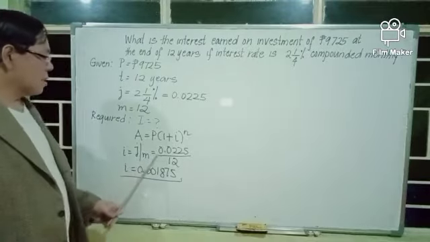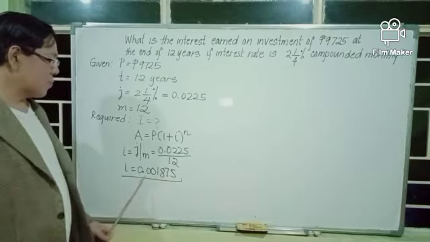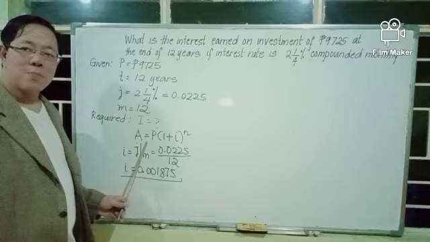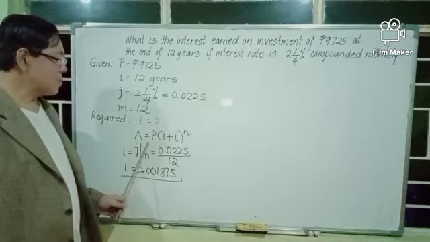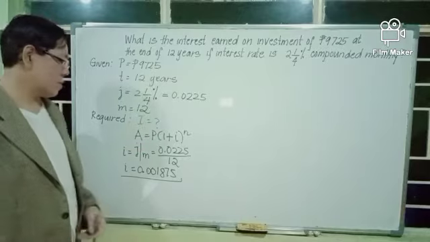Again, small i is 0.0225 divided by 12, and you should get 0.001875. Now we are ready to compute the accumulated value of the principal of 9,725 pesos.